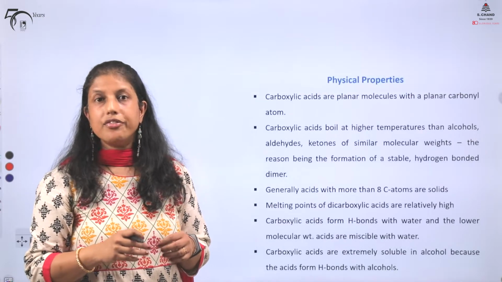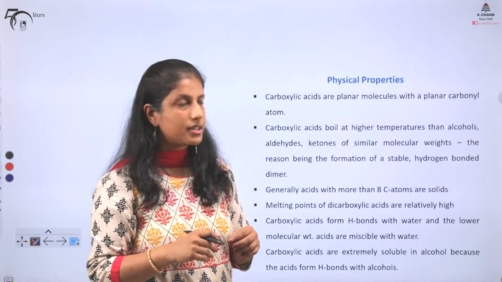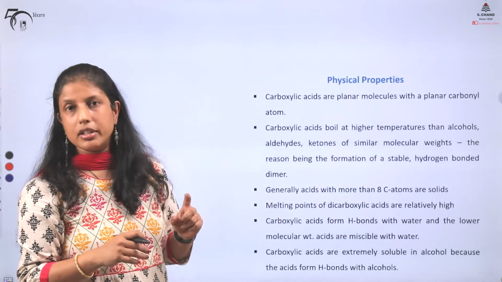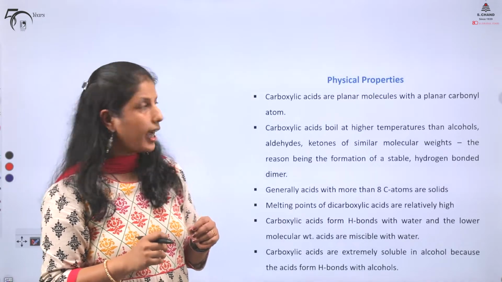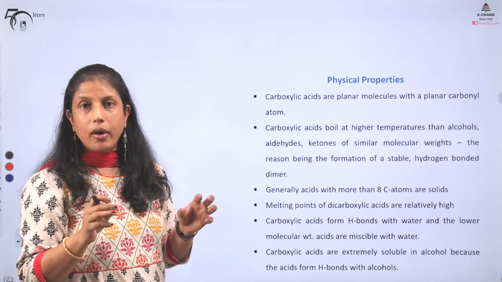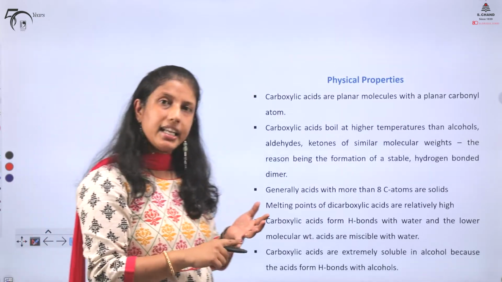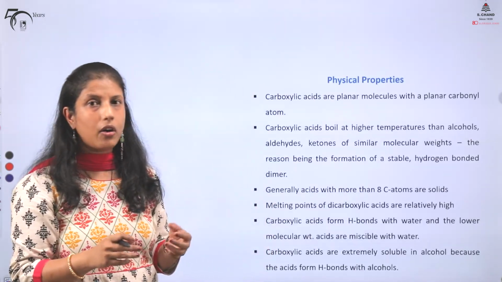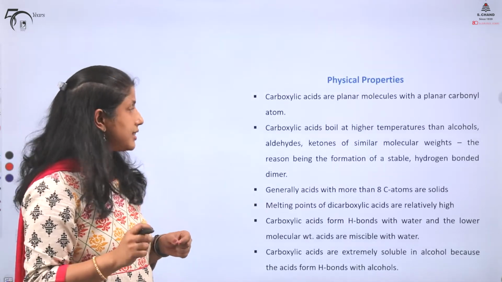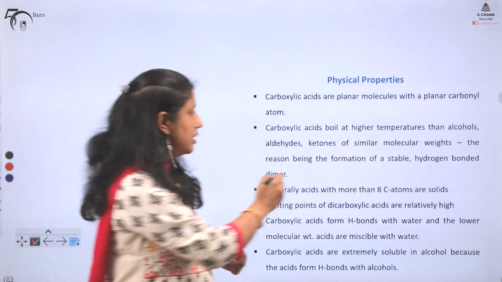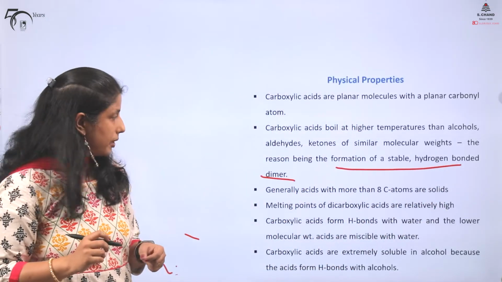Let's look at some of the physical properties of these carboxylic acid molecules. Carboxylic acid molecules are planar in nature with a planar carbonyl atom. They boil at much higher temperatures compared to aldehydes, ketones or alcohols having the same molecular weight. Why is that? Yes, that is due to the formation of a stable hydrogen bonded dimer.